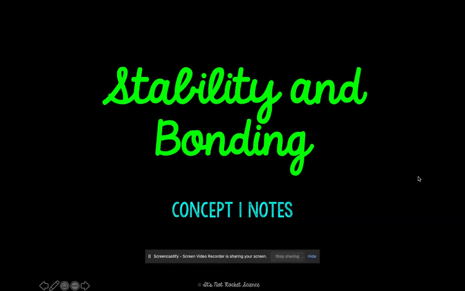All right, y'all. So here we are starting a brand new unit. We're going to be talking about stability of atoms and bonding. So this is the part where I will tell you it is going to get hard. So we need to really be focusing and making sure we understand, and we'll be reviewing these concepts literally on a daily basis. You're going to get so sick of it.